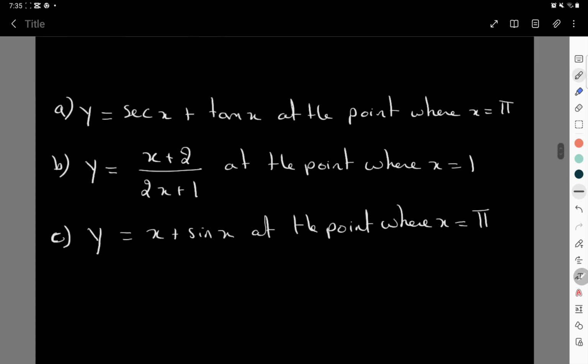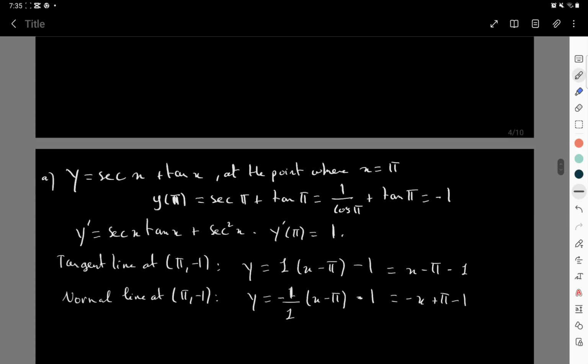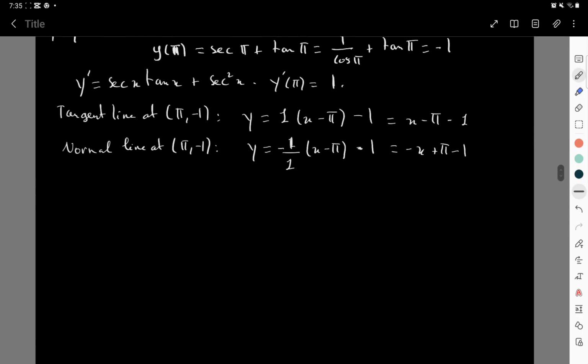Now let us look at the second function. y is equal to x plus 2 over 2x plus 1 at the point where x is equal to 1.